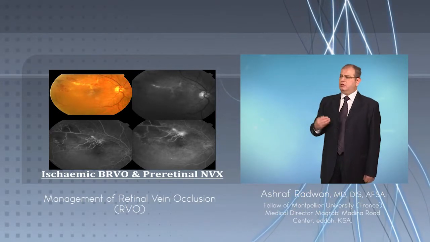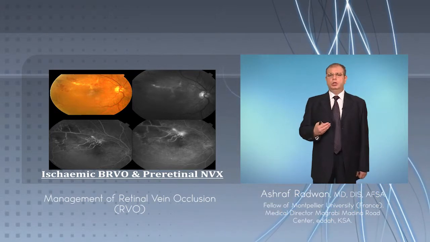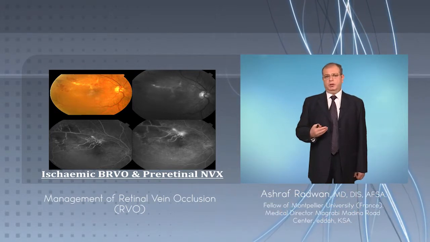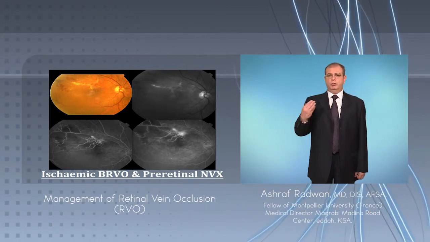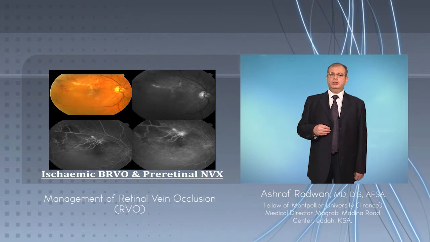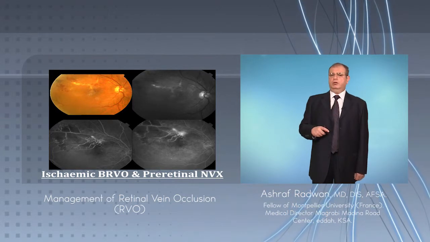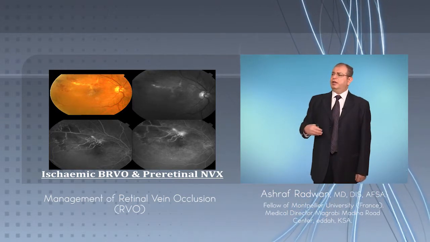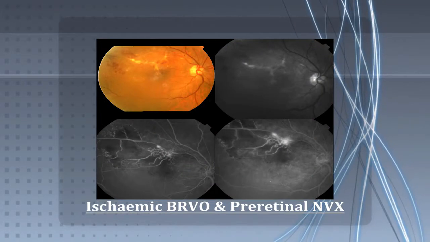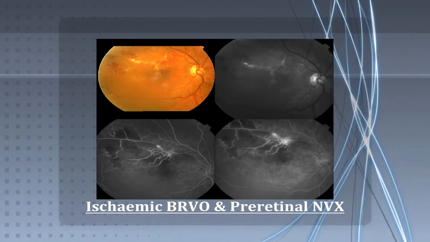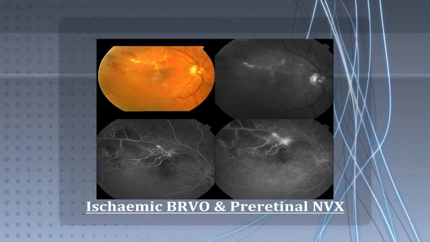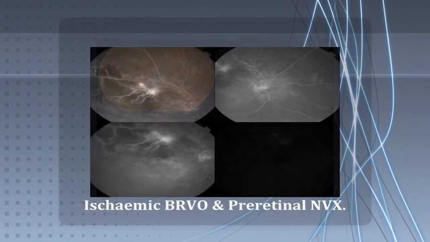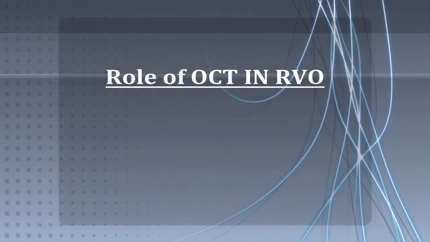So we should not take a branch vein occlusion, especially the ischemic type, lightly. As we can see in this image, it could develop a pre-retinal neovascularization. It can go up to neovascular glaucoma, and it could cause vitreous hemorrhage, traction detachment, and a lot of complications. So this is an ischemic branch retinal vein occlusion complicated by a pre-retinal neovascularization, very clear in the image here.